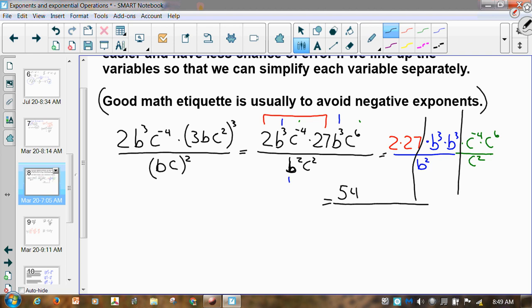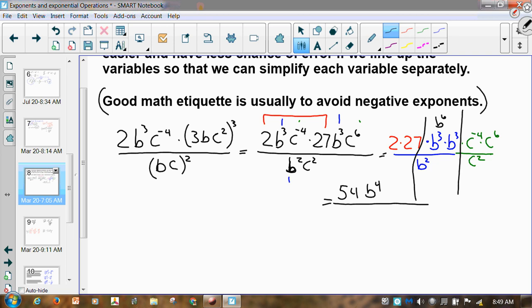Okay, what do we got? We got b cubed times b cubed, which is b to the 6th. Adding exponents, because we're multiplying, so we add the exponents. And we've got b to the 6th divided by b squared. This becomes b to the 6th on top and b squared down here. 6 minus 2, using the subtraction rule, is b to the 4th.